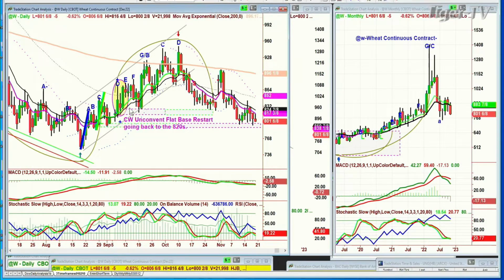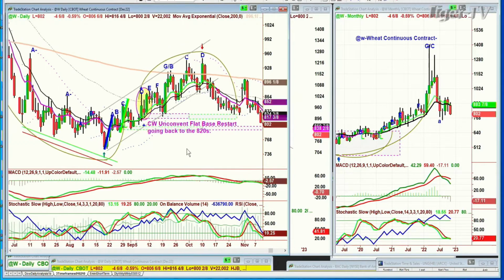And I said, if this makes higher highs above peak F, I'm going to call this a Chapman Wave unconventional flat base restart. And the reason is it keeps coming back. And if that's the case, I'm going to type in, and I did it at the time, Chapman Wave unconventional flat base restart going back to the 820s. So it went to the D.